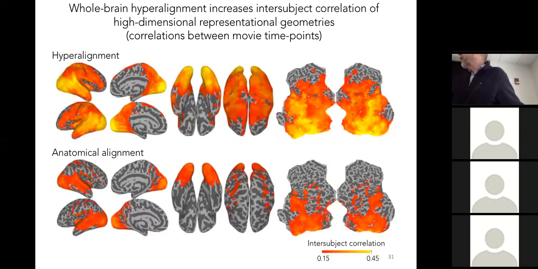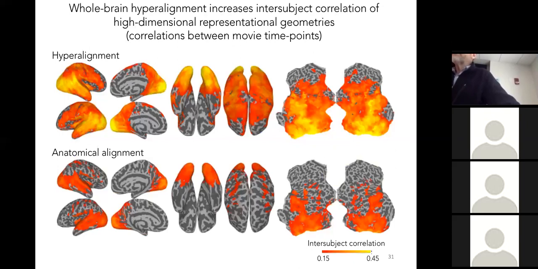So when we look at that, we get a good similarity of this similarity structure, very high, finely grained similarity structure in the anatomically aligned data, especially in visual and auditory cortices. After hyperalignment, that concordance of representational geometry across subjects doubles. So the correlations are almost twice as high after hyperalignment.